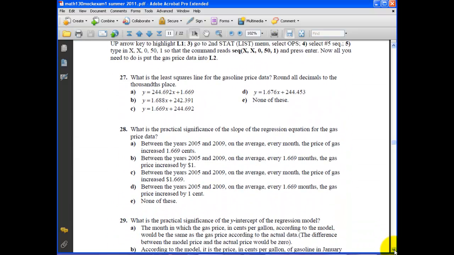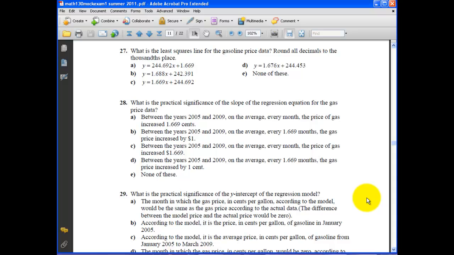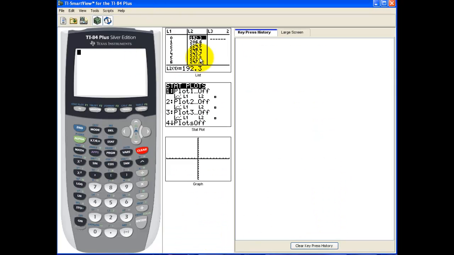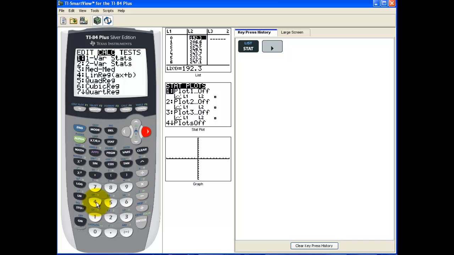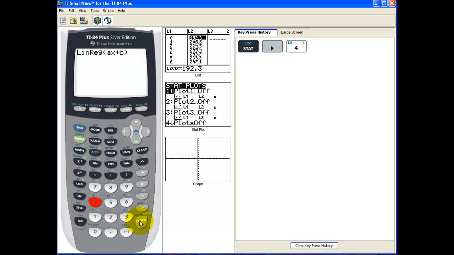Question number 27 says, what is the least squares line for the gasoline price data? Round all decimals to the thousandths place. So let's go to the calculator, and I've got the data already keyed in. The first thing I want to do is run the regression equation. Remember that this command defaults to list 1 for the X values and list 2 for the Y values. So I'll just run it. And right there you can see the slope and the y-intercept, also the coefficient of determination and the correlation coefficient, both of which we're going to be interested in later.